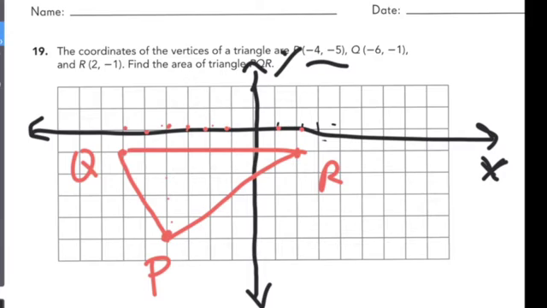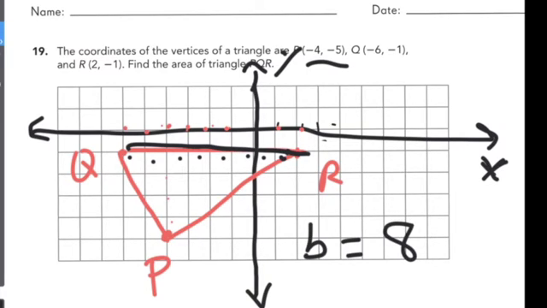Okay, now what I'm going to do is I need to find the base and the height. So I'm going to use QR right here as my base. So I need to count up how many blocks there are. The reason why I'm using QR is because you can see it's a straight line. The other two, QP and PR, are on a diagonal, so I'd rather use a straight line. So I count up my blocks: 1, 2, 3, 4, 5, 6, 7, 8, because it goes all the way over to 2 here. So it's 8 for the base.